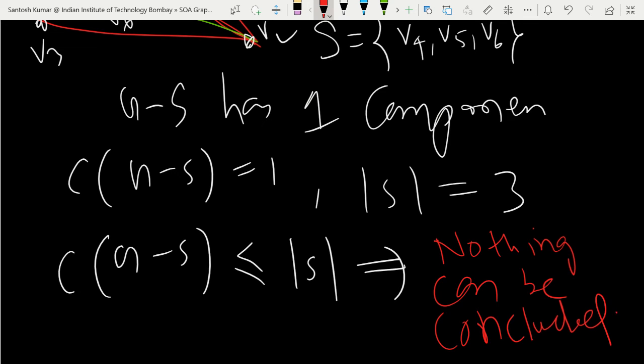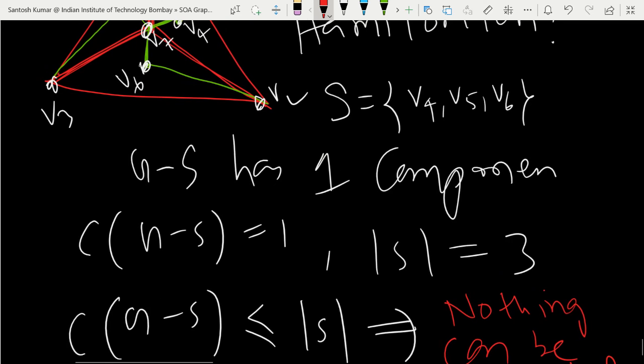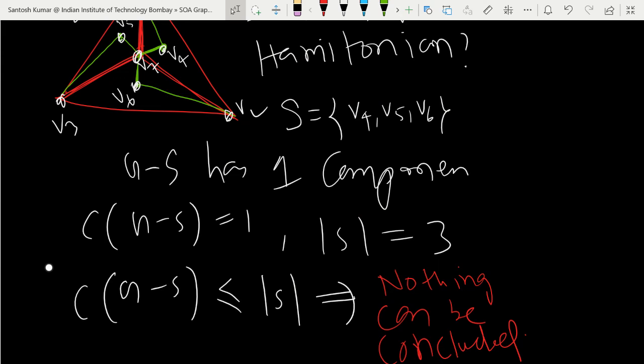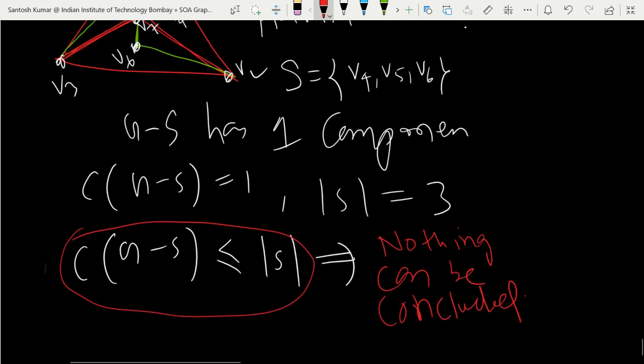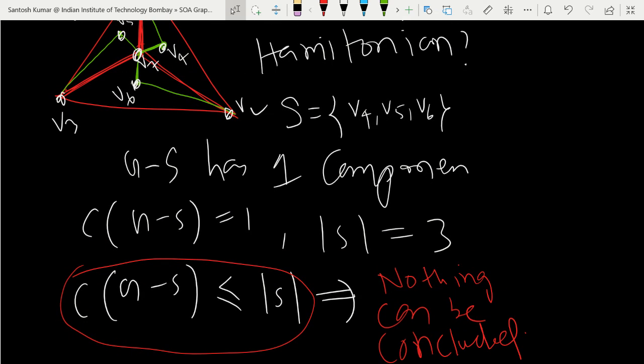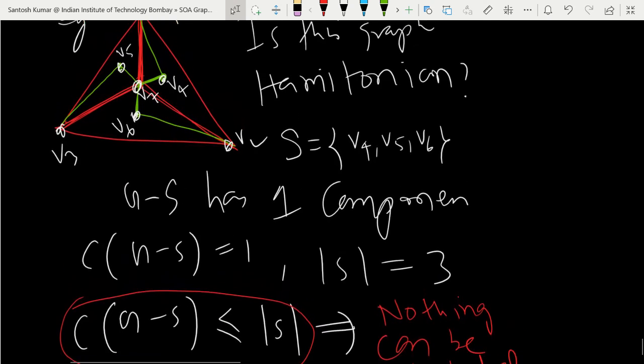It means you cannot surely say whether it is Hamiltonian or not. So this result fails here. It helps you only if this doesn't hold, then it is not Hamiltonian. If it holds, then nothing happens. This is necessary, not sufficient. Necessary means if Hamiltonian, then it must hold. But if it holds, it doesn't mean it is Hamiltonian, because it is not sufficient.